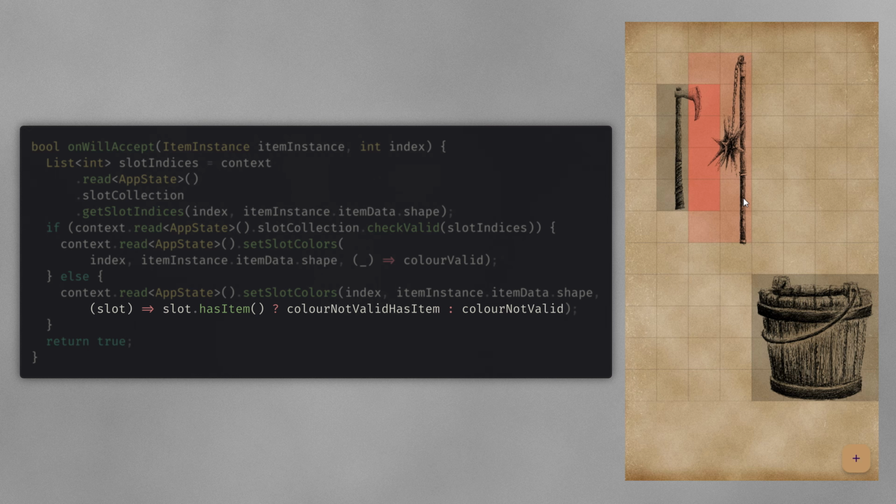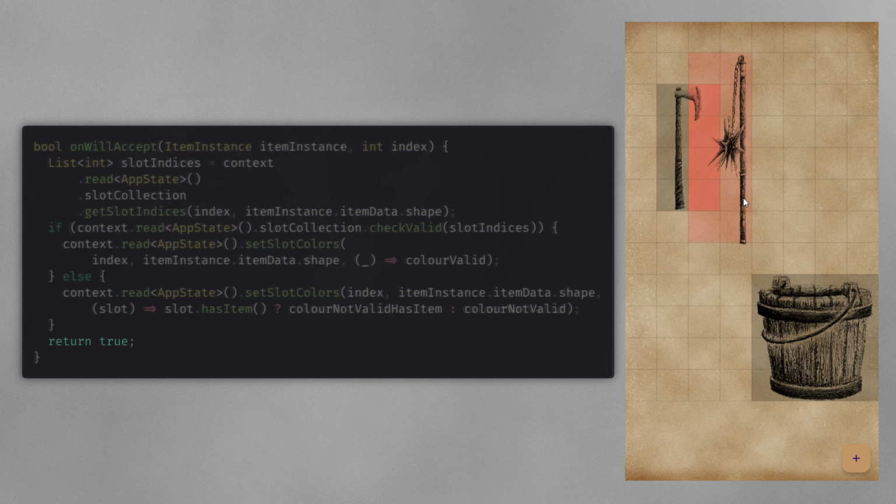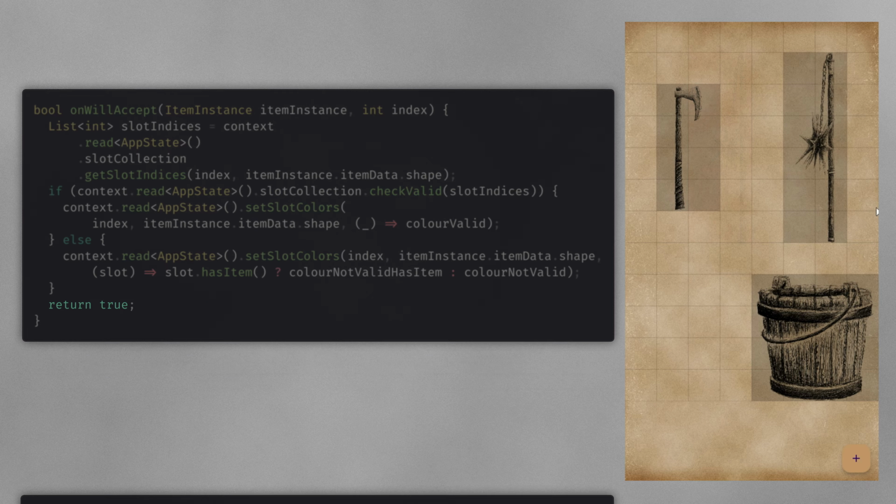This is where the colour function of setSlotColours comes in, allowing it to turn an even darker red for slots that have an item in, showing the user which slots are making this invalid. It still returns true, regardless of whether it's valid, because the slot still wants to interact with the hovering item.